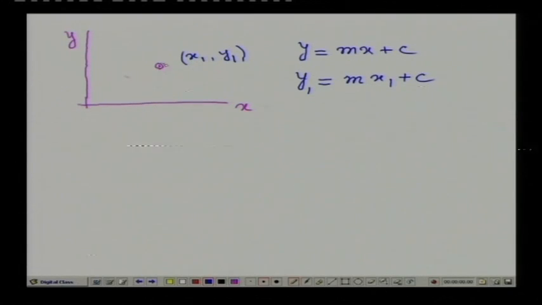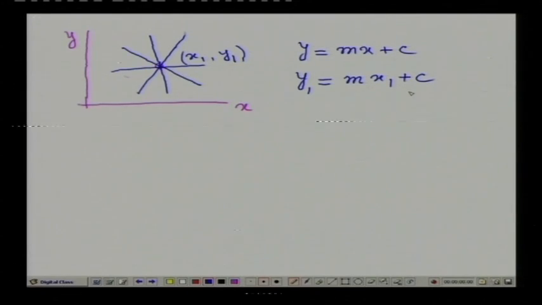Now, ideally I can have an infinite number of straight lines passing through this given point x 1 y 1. So, there will be infinite number of straight lines like this, and for each of these straight lines the value of the slope, that is m, and the intercept c, will be different. So, if I now map this single straight line in our parameter space, that is the M C plane, you find that m and c become the variables, whereas y 1 and x 1 are the constants.